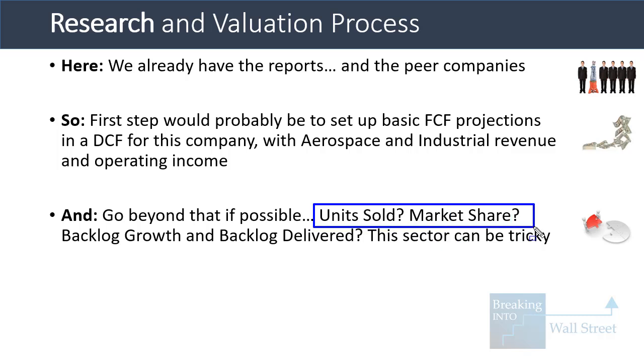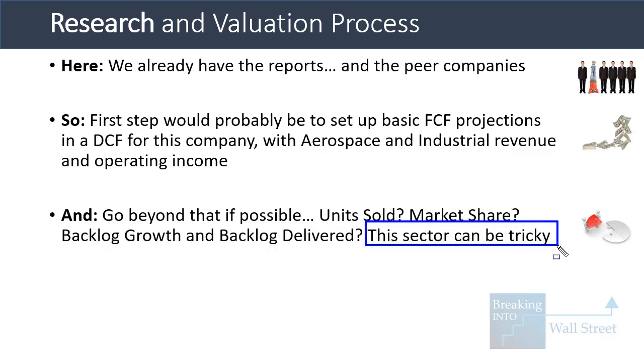Maybe it would be units sold, maybe it would be market share, maybe it would be the backlog growth and the backlog delivered. It can be a little bit tricky in this sector to go below revenue growth and operating margin by product line, but with enough research and going through the filings and doing some online research for the market, we might be able to do that.